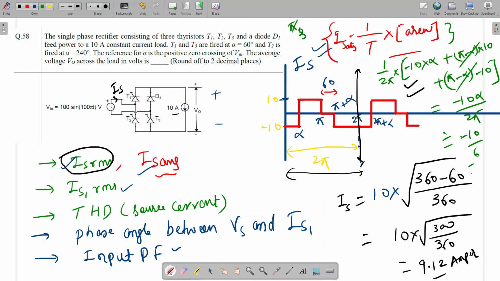It will be somewhere minus 1.66. So this will be the average value of the source current. Here we can see that this is the positive area in one cycle and these two are the negative area. So this negative area is more than positive area, so the average will be negative only. So we are getting minus 1.66.